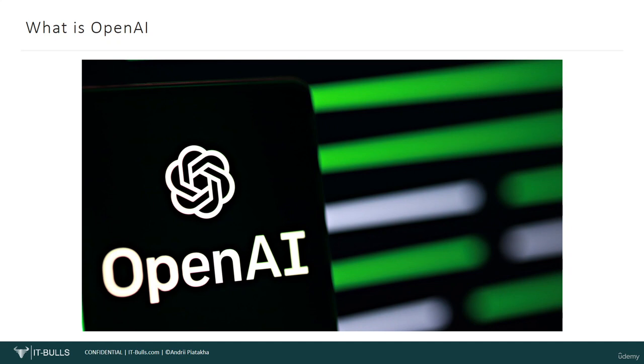OpenAI is an artificial intelligence research organization and company that aims to ensure that artificial general intelligence benefits all of humanity. OpenAI conducts research and development in various areas of AI, including natural language processing, computer vision, reinforcement learning, and robotics. The OpenAI API is a programming interface provided by OpenAI that allows developers to access and utilize the capabilities of OpenAI's language models and other AI services. It enables developers to integrate OpenAI's advanced AI technologies into their own applications, products, or services.